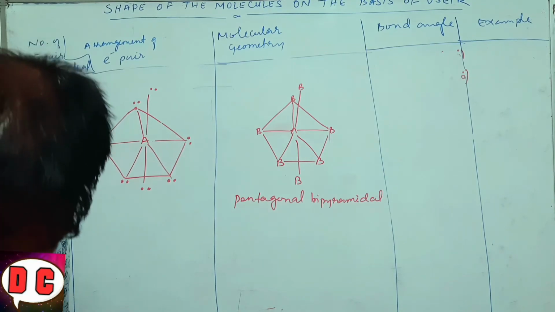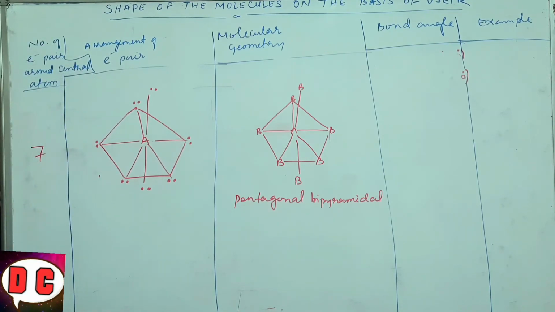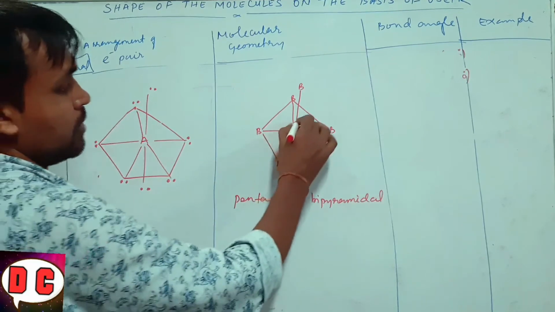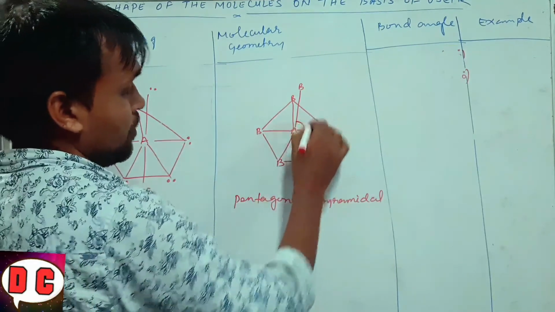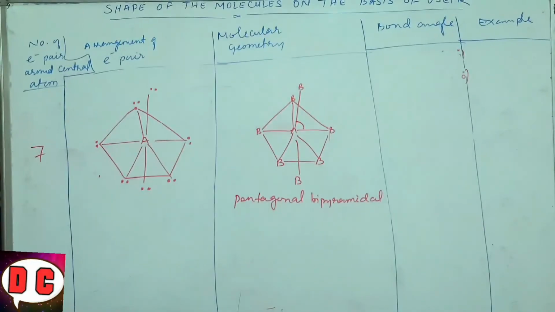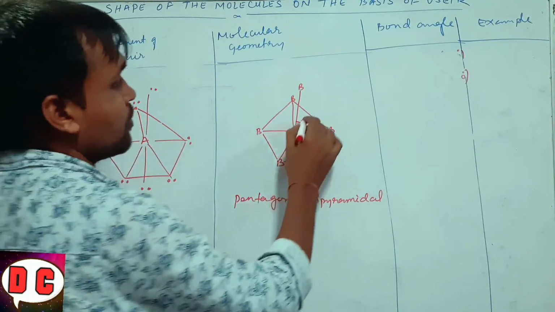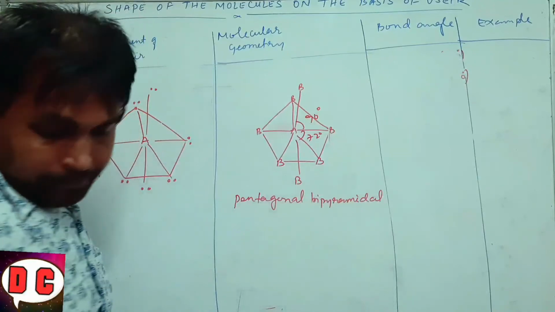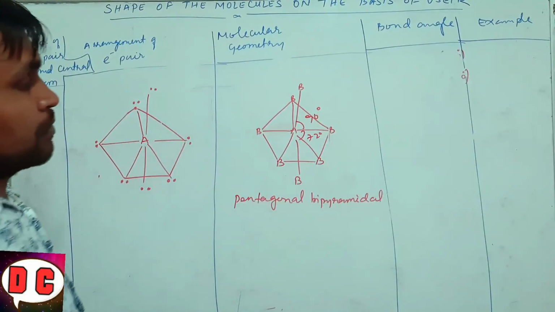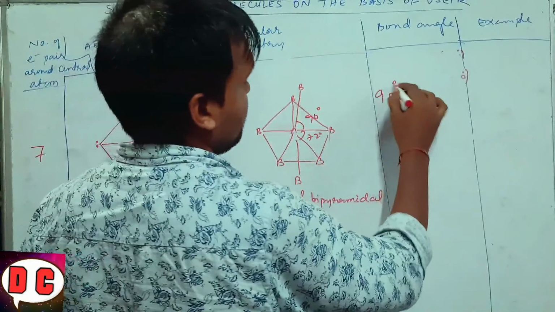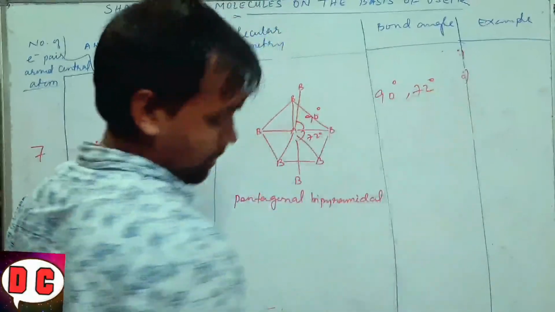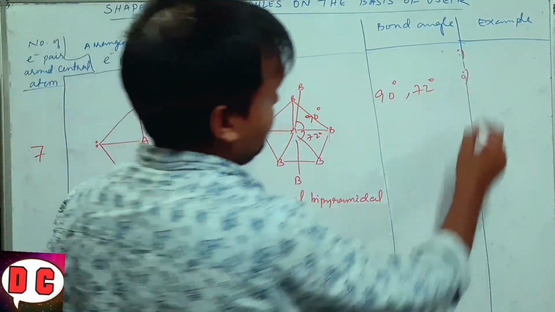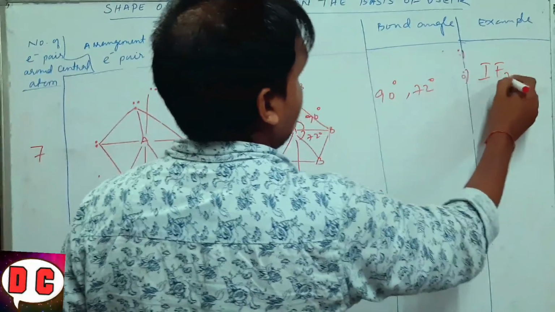So here there will be axial and equatorial positions. Here axial will be 90 degrees, and this one will be equatorial 90 degrees, and this one will be equatorial 72 degrees. So here we have two angles, 90 degrees and 72 degrees, and the example is IF7.